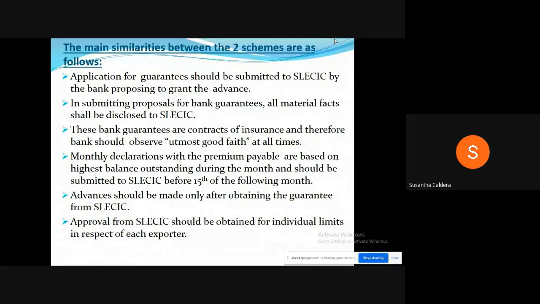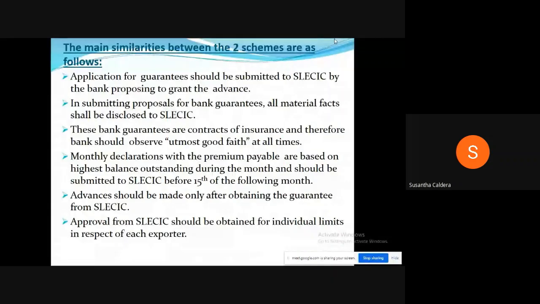Then these bank guarantees are contracts of insurance, and therefore banks should observe utmost good faith at all times. Monthly declaration with the premium payable are based on highest balance outstanding during the month. Monthly premium එක අපි බලන්නේ based on the highest balance during the month. Highest outstanding balance, right? Should be submitted to SLESIC of following month.